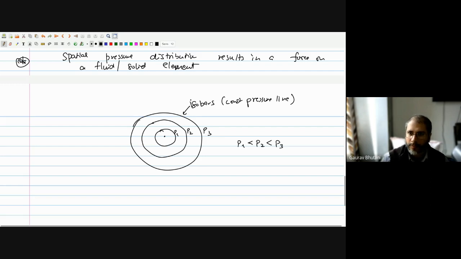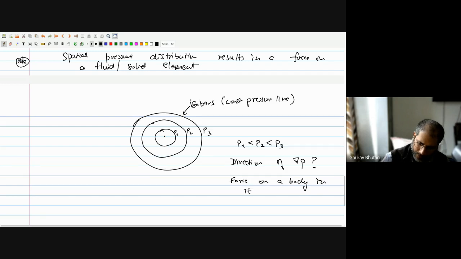In fact, we see this kind of pressure distribution a lot in the atmosphere. It is a pressure distribution because of some phenomena of winds or something. Then what will be the net force generated if I put a solid body in its path? You will have to find the direction of grad P, and from there find the force on the body, and also the direction of the force.